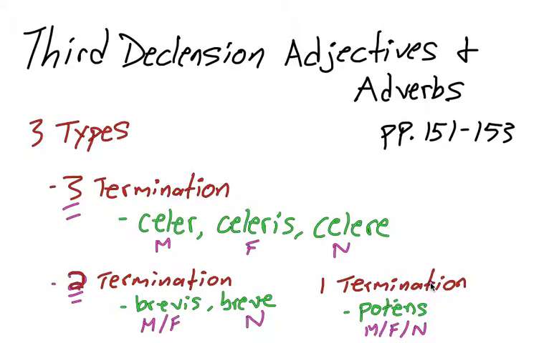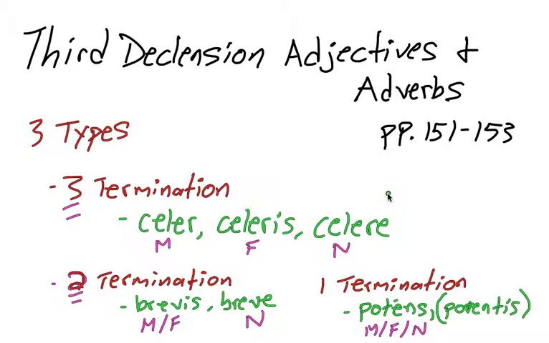Okay, and when this happens, in order to complete the vocab entry, you will see the genitive singular, which is potentis. But that's not actually part of what makes it one termination, two termination, or three termination. It's just how Latin textbooks and Latin dictionaries give the vocab entry for a one termination. So potens, potentis, but potens is masculine, feminine, and neuter.